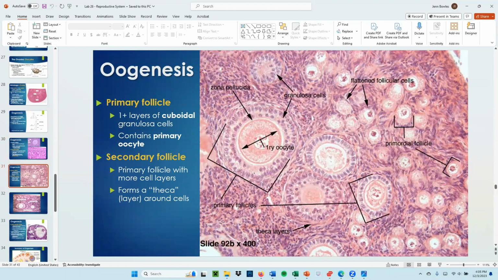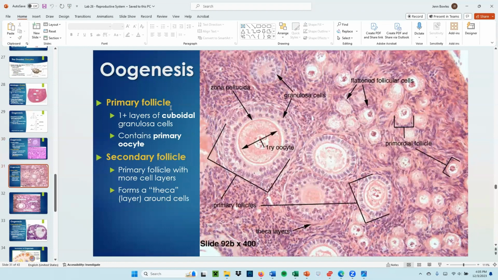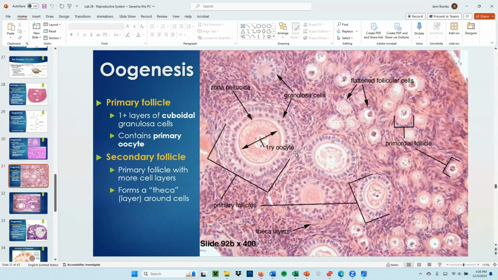Then we get the primary follicle. You have to wait several years, and then post-puberty, it will start to develop into a primary follicle. The main difference in appearance is that the primary follicles have cuboidal cells surrounding them versus squamous. So we've gone from just that really thin outer layer to a slightly thicker layer. You can see a noticeable difference between the oocyte and the surrounding cellular layer.